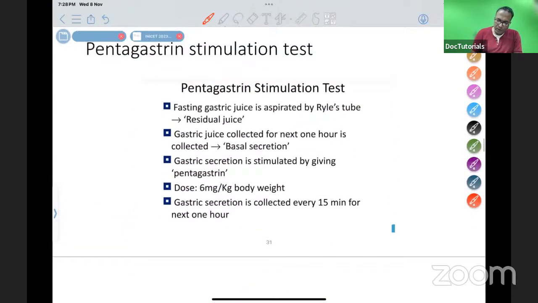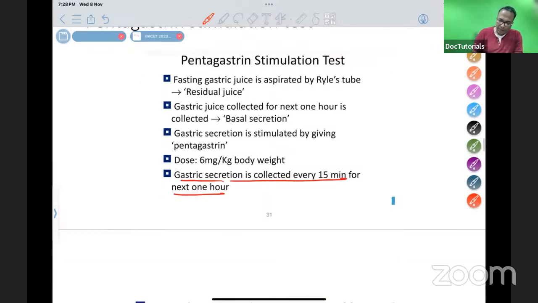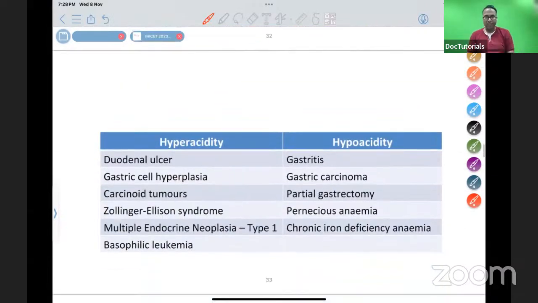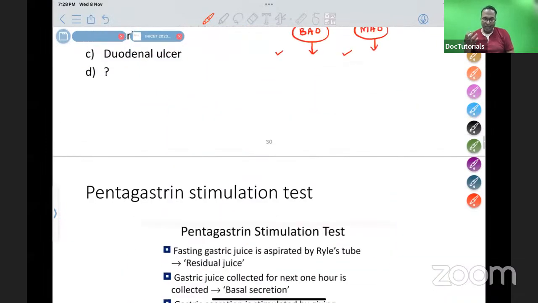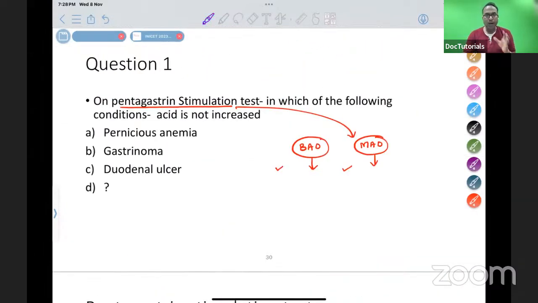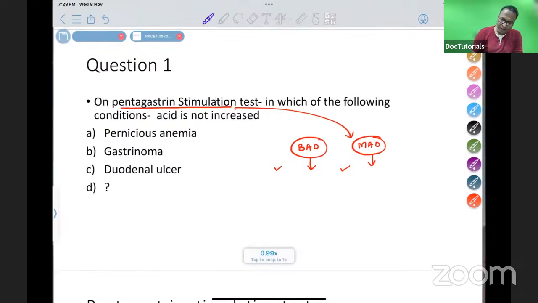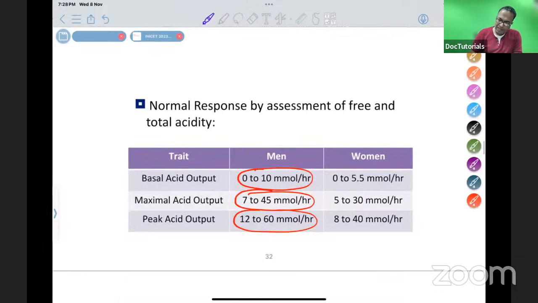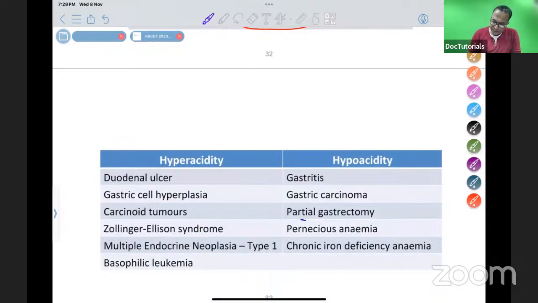Now, if I give this pentagastrin, gastric secretion is collected every 15 minutes for the next 1 hour, and you can see the increase of maximum acid output. The question is where it will not increase. So who will not have an increase of acid after giving pentagastrin stimulation? Please don't forget, in gastrinoma it increases. In this classical table, you can see pernicious anemia, there is hypochlorhydria.